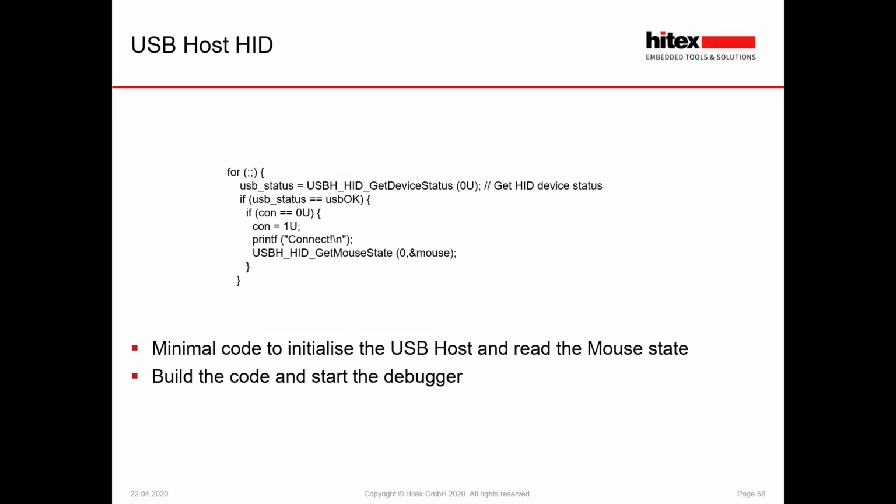As I mentioned, you need this little process, which is an additional thread within your user code. Here again, we're looking at get device status, to see if a HID device has been connected. In this case, we're now reading it as a mouse. We get the mouse state, and that will return X, Y, and the state of the buttons on the mouse. Tomorrow we'll have a look at interfacing that to the GUI so we can create a pointer on an LCD, for example.